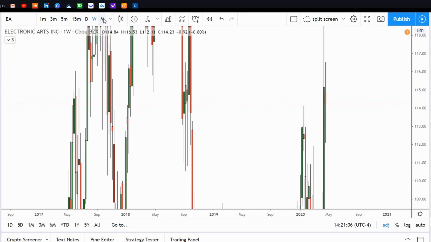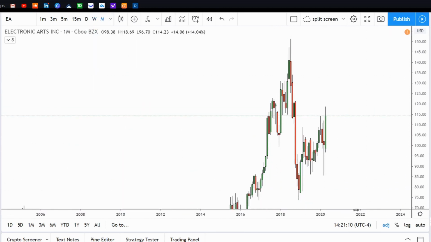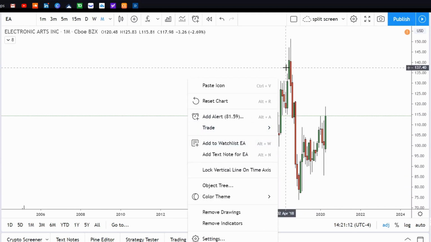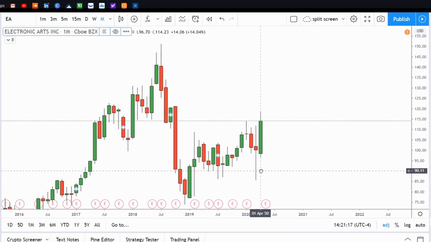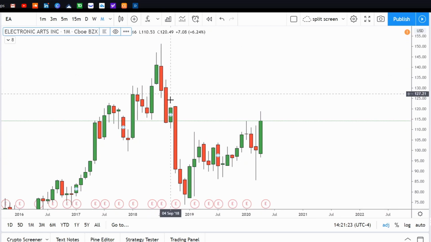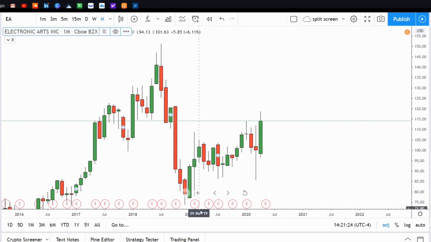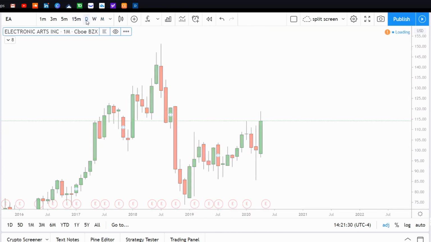You go to a weekly or a monthly chart, so you can see how the stock is doing each month. You can see where the high of the stock was. Right over here was the very high back in July of 2018. And then it was oversold, so now it's starting to come back up, so it might be a good stock to invest in. But that's candlesticks.